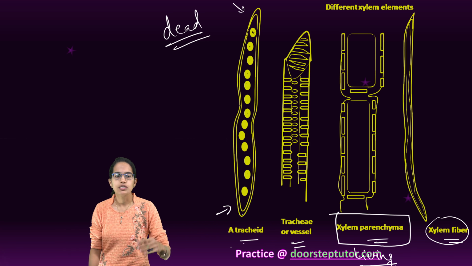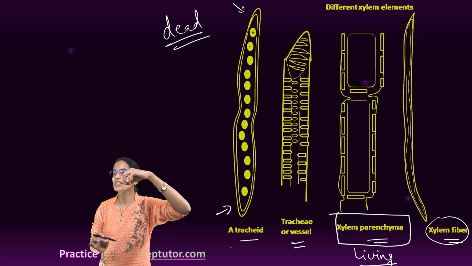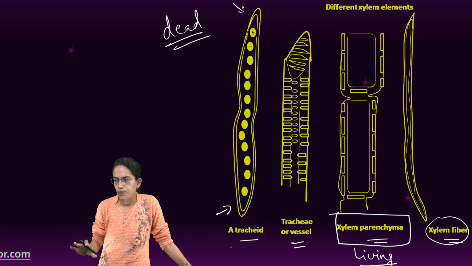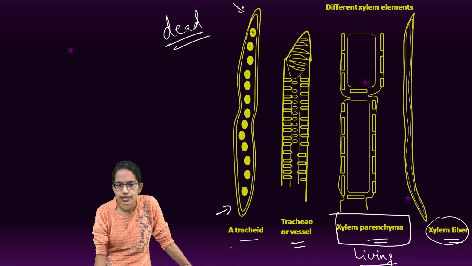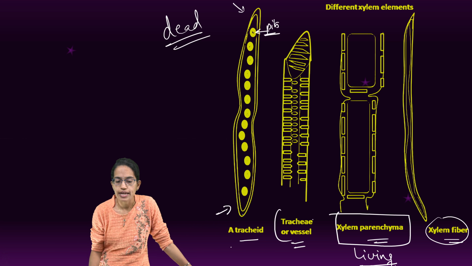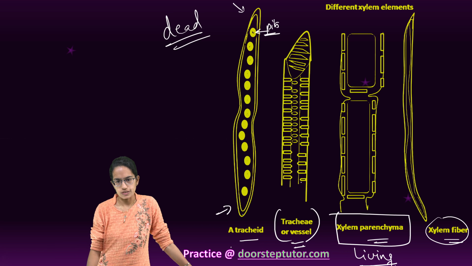Understanding trachea first, it is dead, elongated, tapering at both the ends. The wall is lignified and the ends are not perforated, but in certain cases there are pits which are seen within the tracheae. The next is the xylem vessel. Xylem vessel appears to be a tube-like structure, as you can see here.